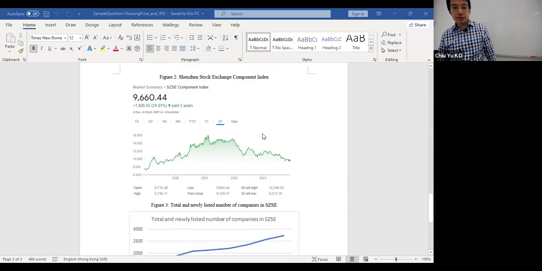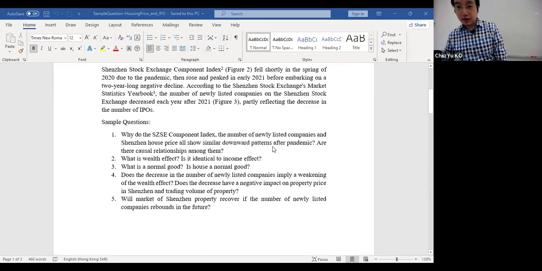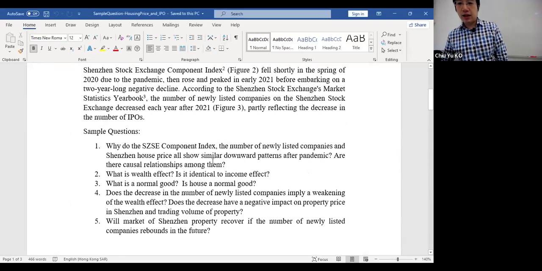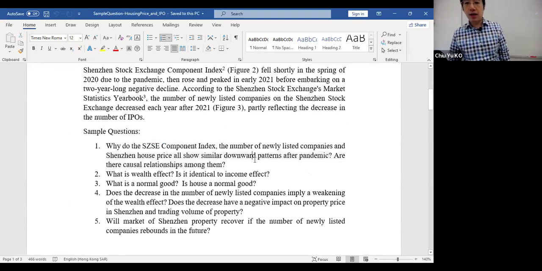In particular, we're asking questions like this: do they have the same relationship, going up and down together? Is there any causal relationship between them, from the theory you learned? In particular, we try to link you to the wealth effect or the income effect. If that's the case, is it a normal good or not? And where does it come from?